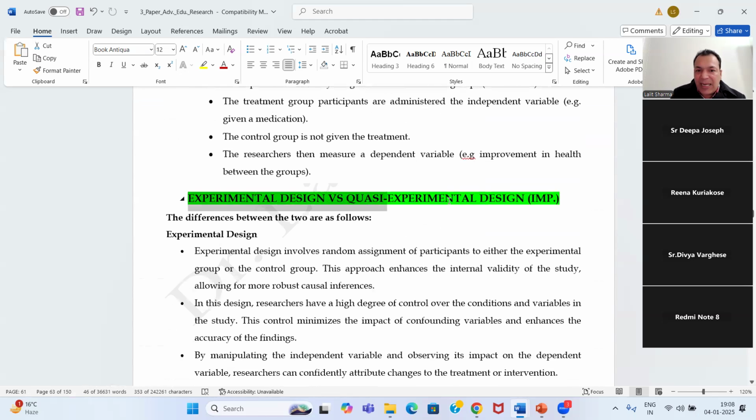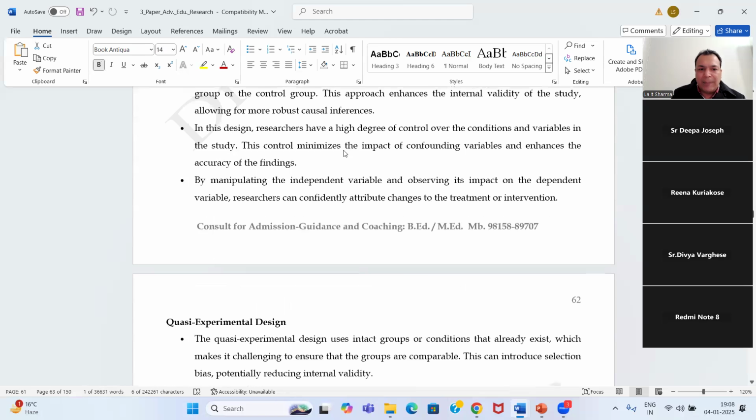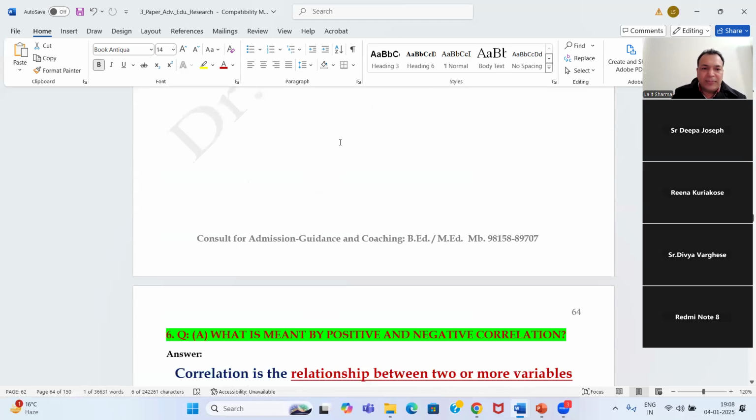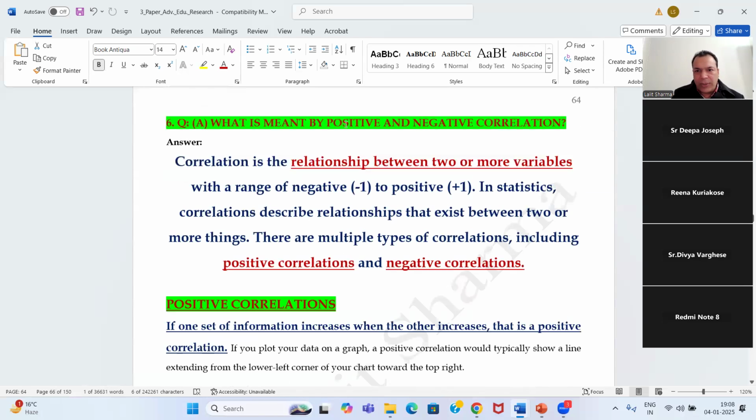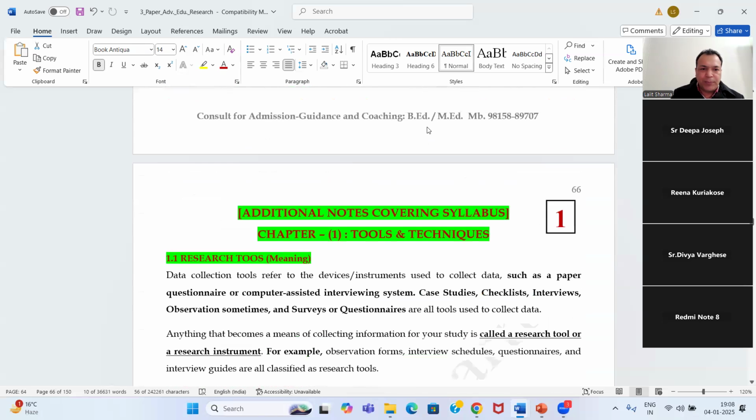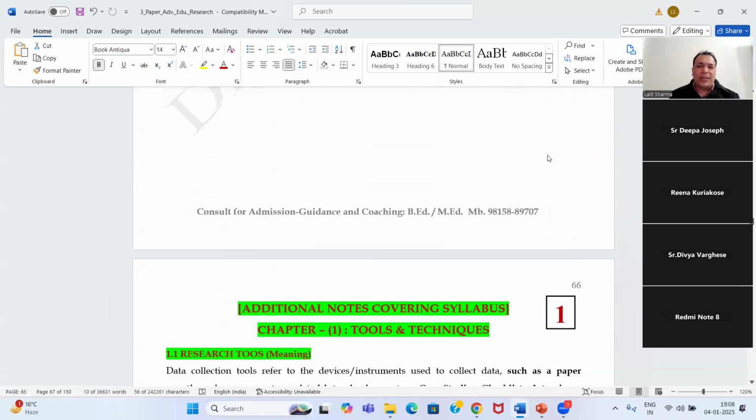ये देखो, experimental design versus quasi experimental design. Because from now, if you are clear with pre, true and quasi, है ना, you can generate 3 or 4 questions, right? ये methods of collection of data, right? अभी चल रहा है last year paper. 6th question is, what is meant by positive and negative correlation? If you remember, last time we are done with the correlation, what is a positive and negative correlation. ओके, up to 65 तक था.